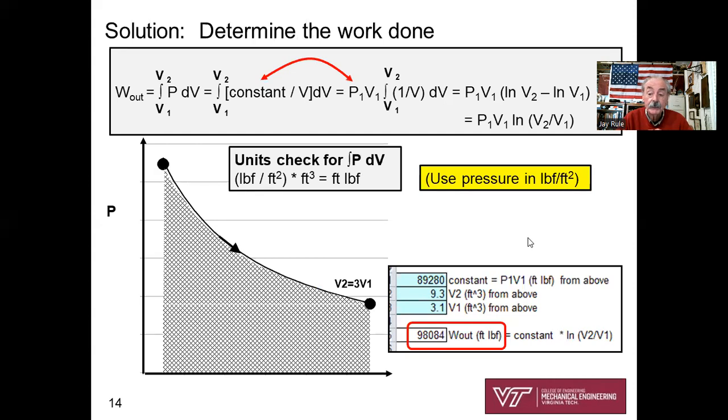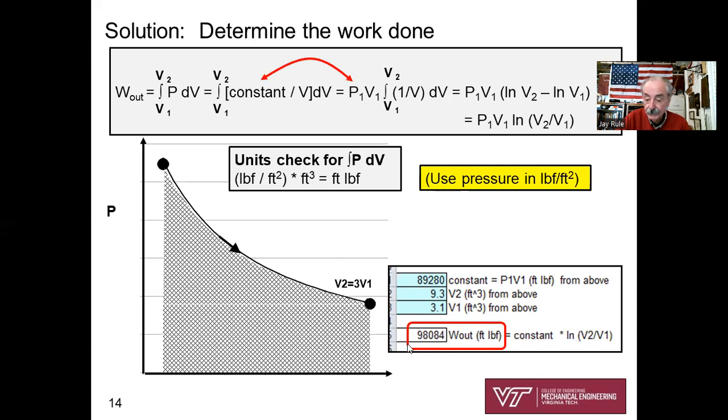The English units check is very important. Let's check the units of P1 V1 natural log V2 over V1. Remember, the natural log of any number, it's got to be unitless. So there's no units associated, unity are the units associated with this term, natural log V2 over V1. P1 V1, pounds per square foot. Definitely use pounds per square foot for your pressure and cubic feet for your volume to get foot-pounds force, such that you'll express the work out in terms of foot-pounds force.